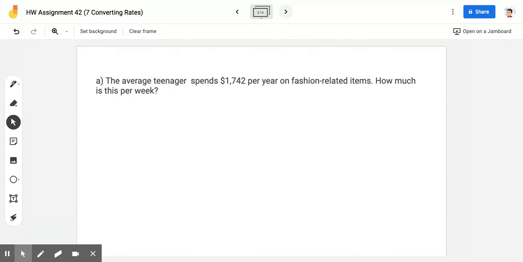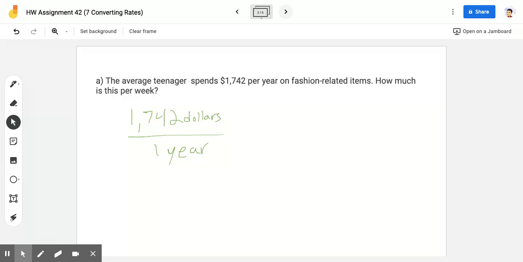So let's start with this type of problem. The average teenager spends $1,742 per year on fashion-related items. How much is this per week? Okay, so here's what we're talking about. We're talking 1,742, and this is dollars. I'll write the units: dollars over 1 year. Dollars is fine, we can keep as the unit, but year is what we're going to want to change. So we want to know in a certain amount of weeks.